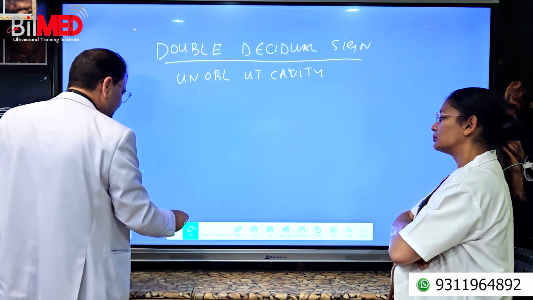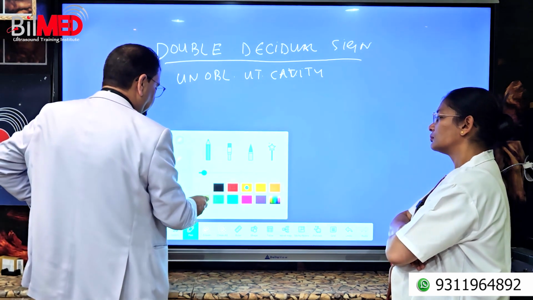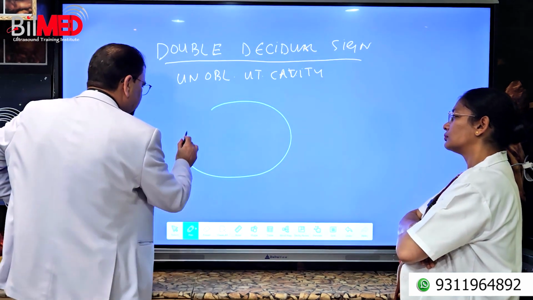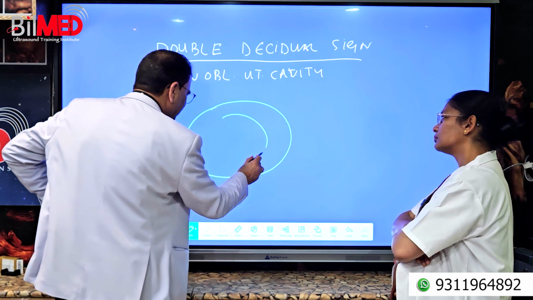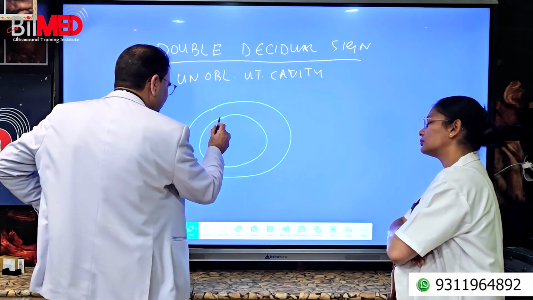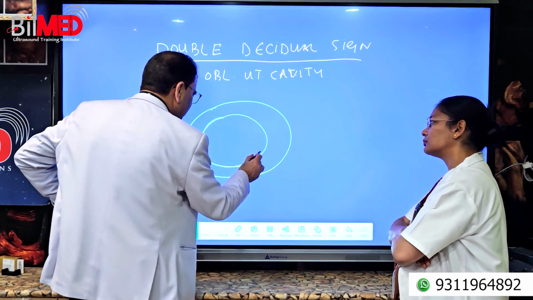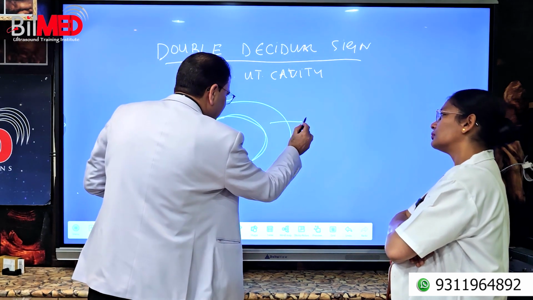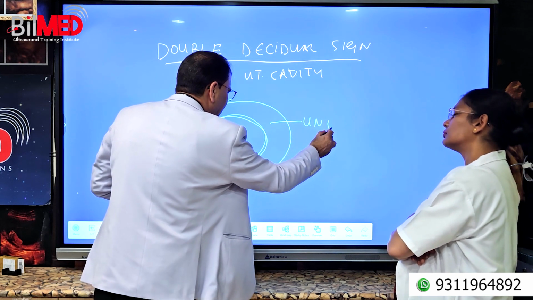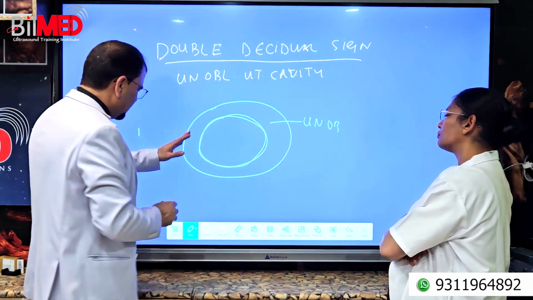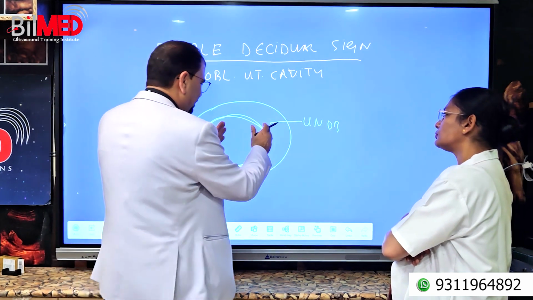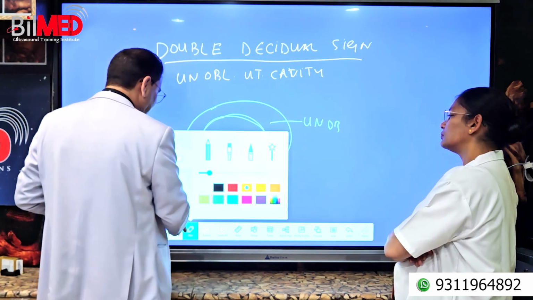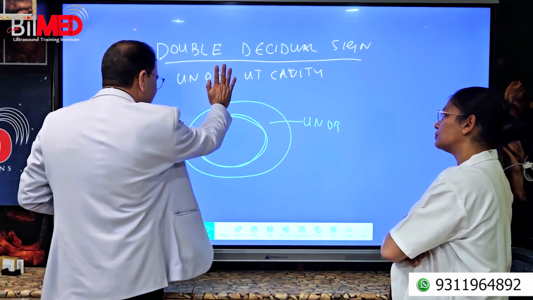Now see what is happening. This is the uterine cavity. And over here, you will see a gestational sac. You will see a gestational sac over here in this uterine cavity. Now, this is actually the unobliterated uterine cavity, right? Now, this can be more towards this side and less towards this side. And if that is the case, what will happen?